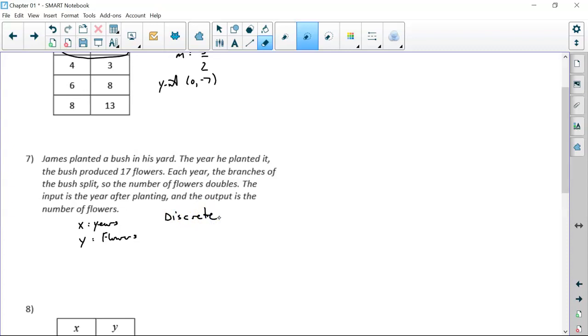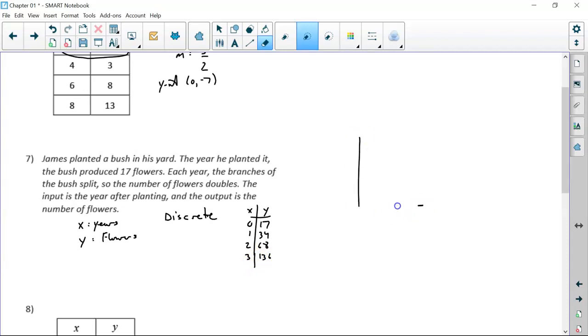Now, if we think about a table of values, if we start off in year 0, our very first year, we had 17 flowers. In year 1, they double, so it's 34. In year 2, they double again, 68. In year 3, they double again. We're going to be at 136. And they're just going to keep doubling.